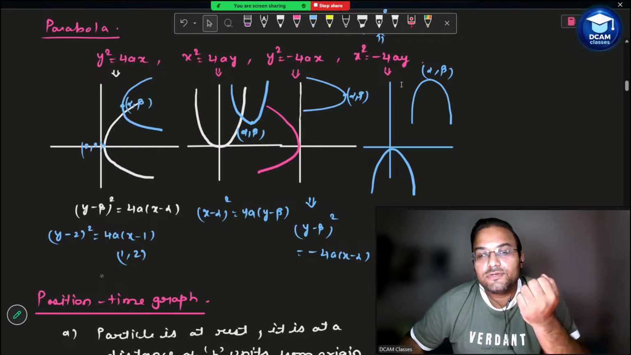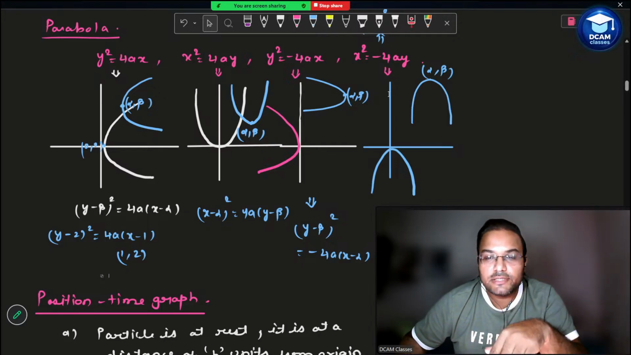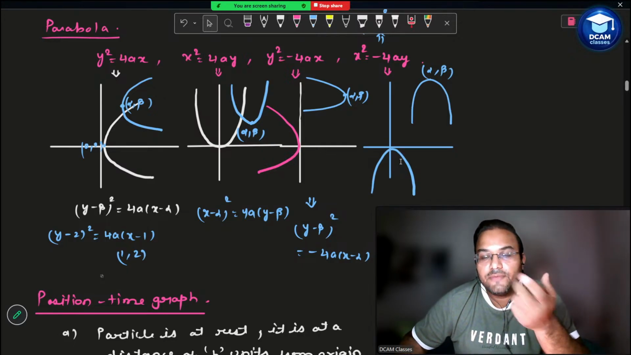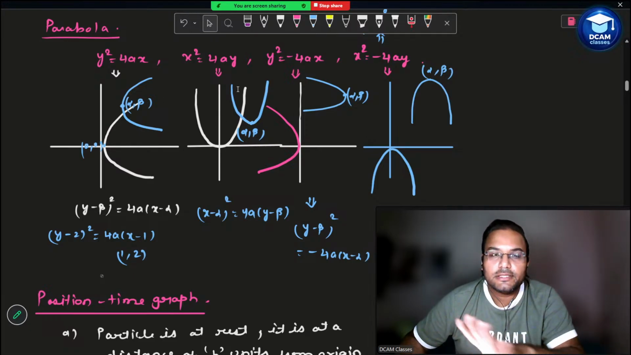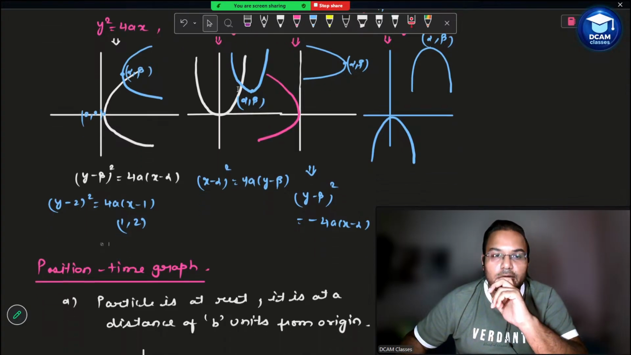And the other is x square equal to minus 4ay, that will reverse actually. Same thing with alpha comma beta. If the center is alpha comma beta, it will be shifted to alpha comma beta. Got it? Only these 4 kinds are there. You will actually understand, don't worry. I'll actually show you how to draw it.